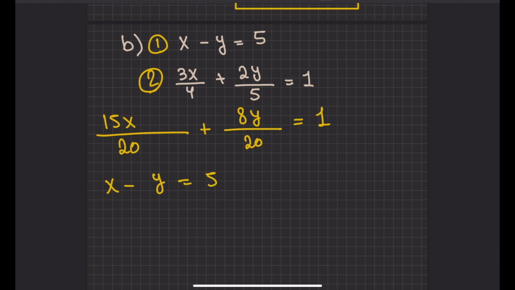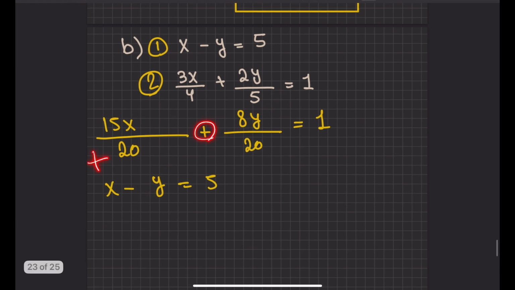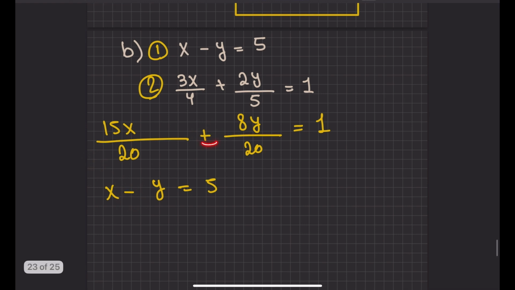How can we solve that? As you can see, our x variable has the same sign but not the same number. Our y variable has a different sign but the same number. So I'm going to choose y to get rid of. How can I get rid of that? By addition, since the signs are different. Okay, so I have to multiply the second equation, actually the first one.